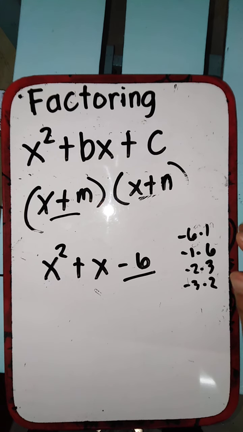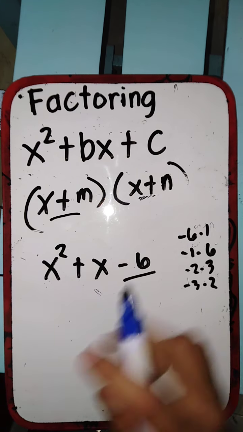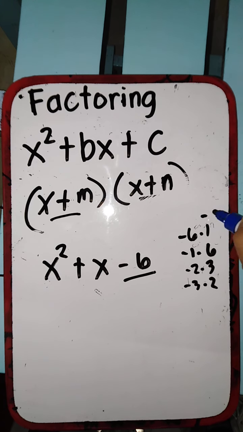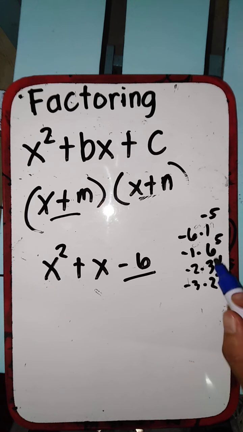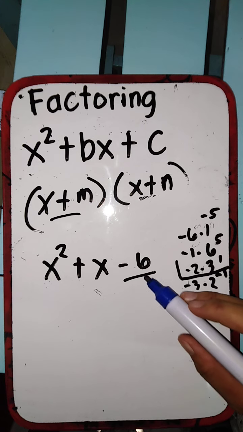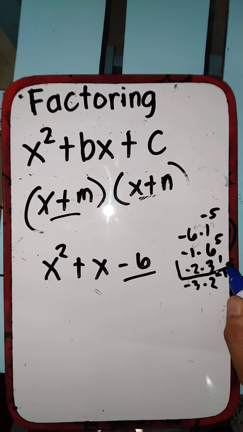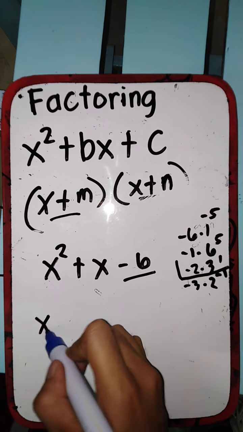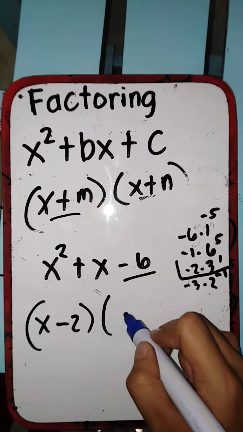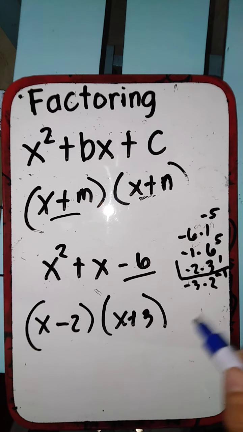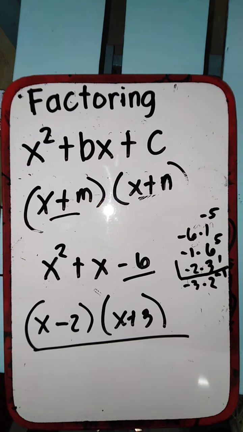So now, let's add the factors to find the sum equal to 1. Negative 6 plus 1, negative 5. Negative 1 plus 6, positive 5. Negative 2 plus 3, positive 1. Negative 3 plus 2, negative 1. So, which one will we use? Negative 2 and positive 3, right? Negative 2 times 3 is negative 6. And negative 2 plus 3 is positive 1. That's why our factor is x minus 2 and x plus 3. So, that's it. Easy, right?